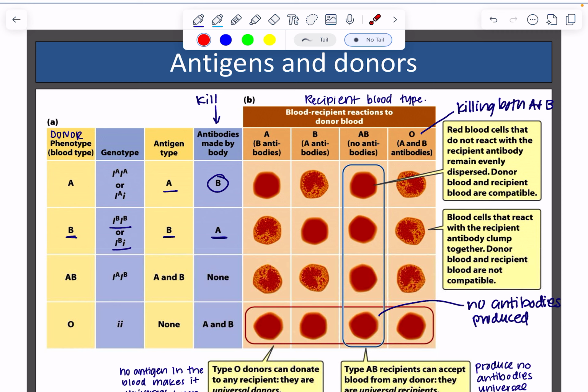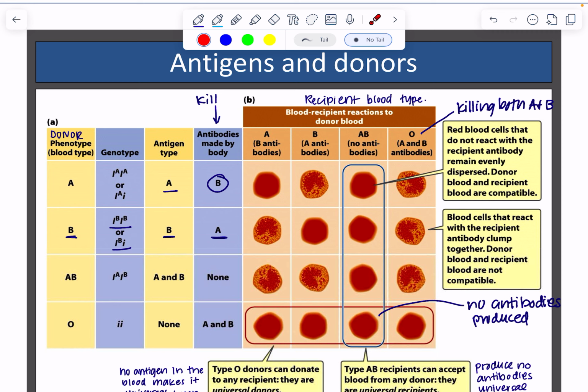Since O doesn't make antigens for either type, A or B, it's free of antigen, so it has no foreign material, and it can be given to anyone. That's why it's called the universal donor. Okay. B has A antibodies, which means it can only take B blood, because A antibodies are going to attack anything that has A antigen in it.